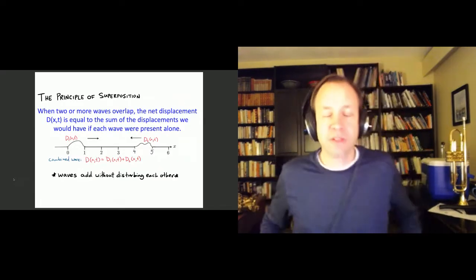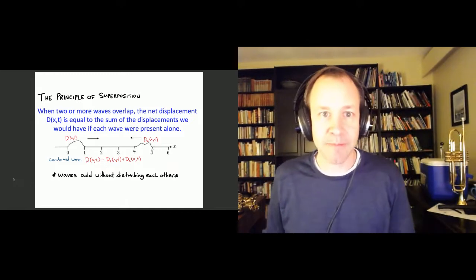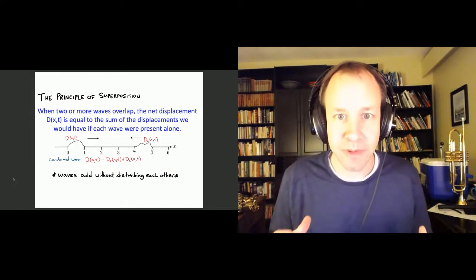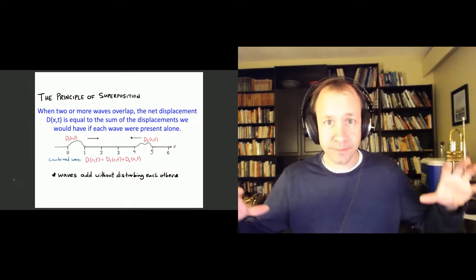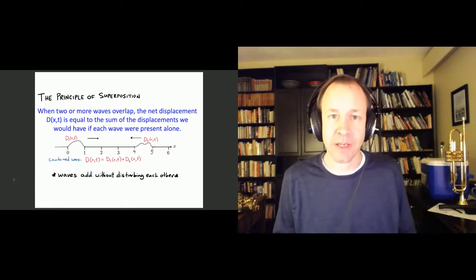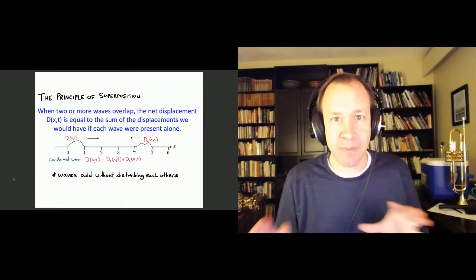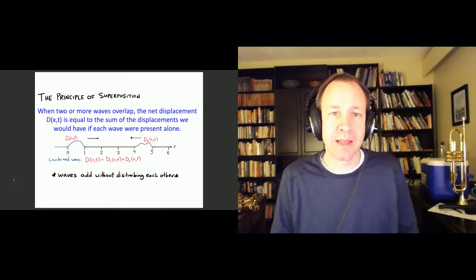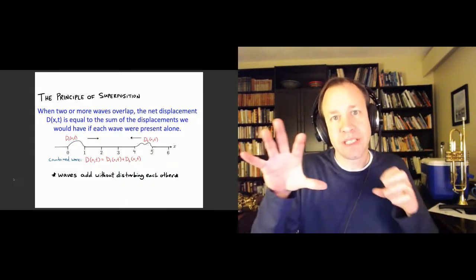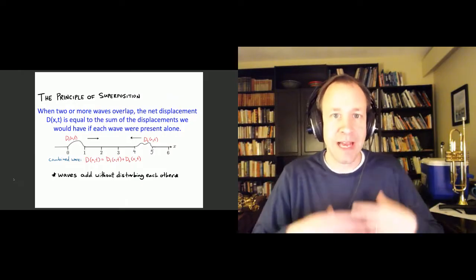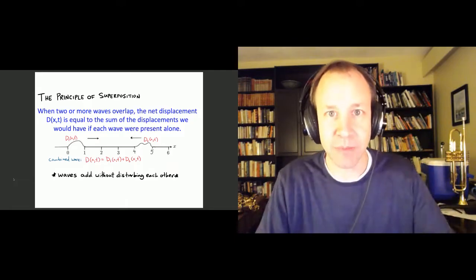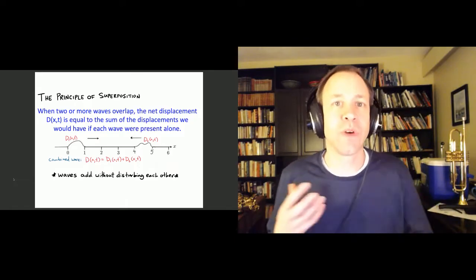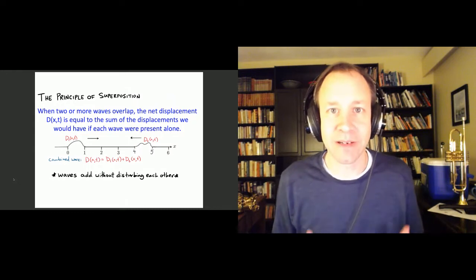So just to remind you about what we were talking about last time, there was this principle of superposition that said that if you want to figure out the net displacement from multiple waves propagating in the same medium, then all you have to do is look at the displacement that you would have at any time for each of the waves individually, and then you just add up the displacements. So another way of saying that is that the waves add without disturbing each other.